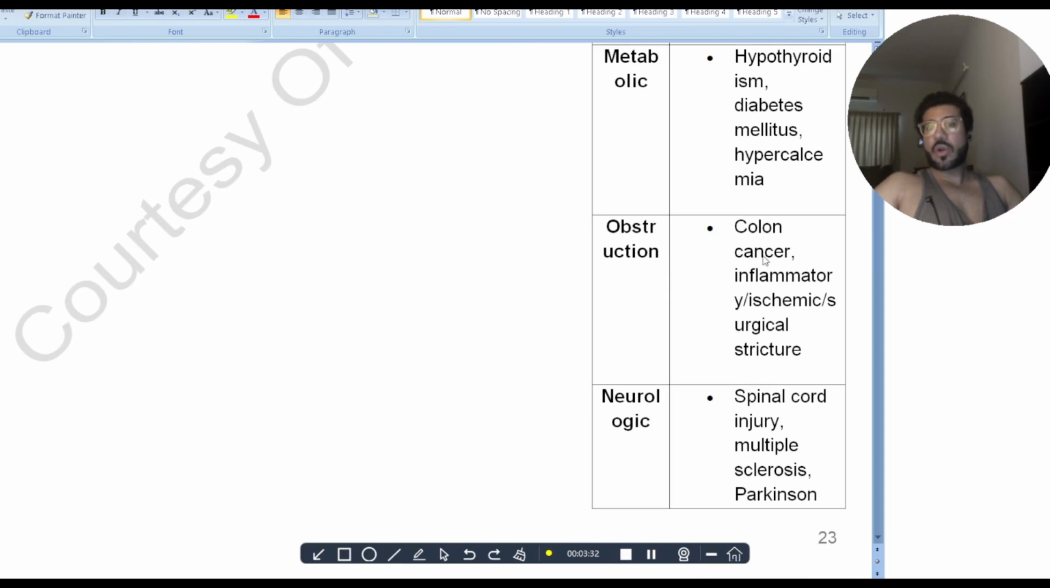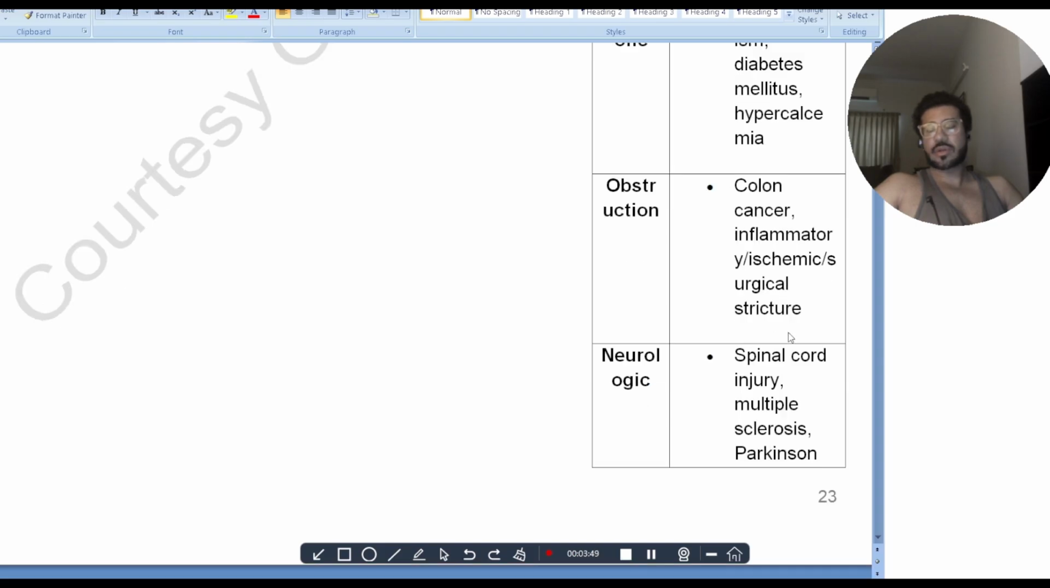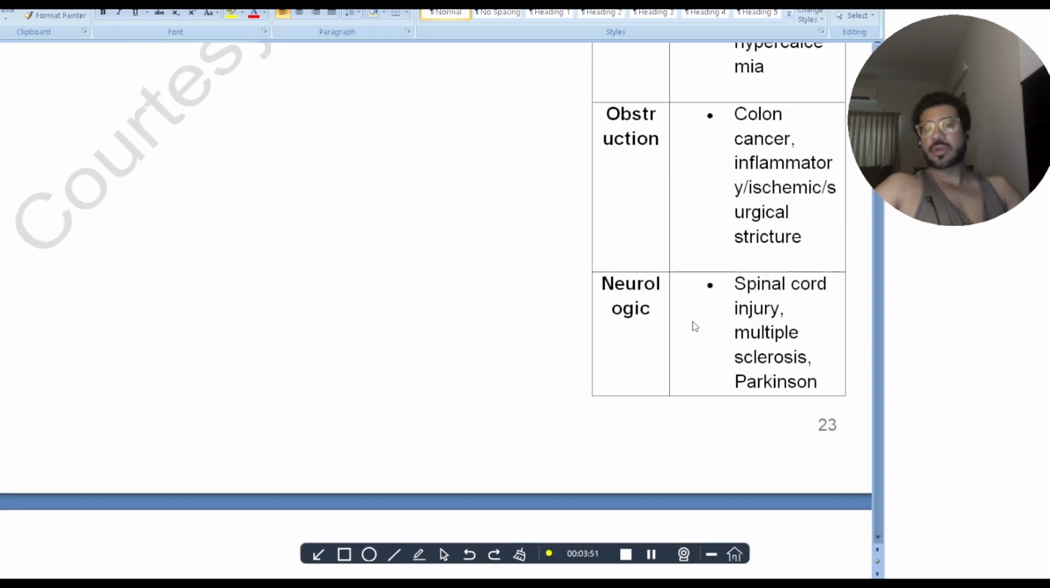Obstruction, you can get colon cancer. Once the stool is obstructed, it progressively hardens and causes constipation. So this is a reason. Surgical stricture, it's the same way. It causes obstruction, and then the stool progressively hardens, and that results in constipation. Neurological, anything that causes impaired activity of the GI smooth muscles and disturbs peristalsis is going to result in this, such as spinal cord injury, multiple sclerosis, Parkinson's disease. All of these result in inadequate GI motility, resulting in constipation.